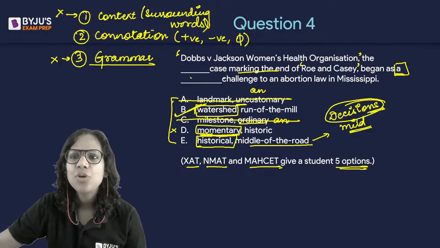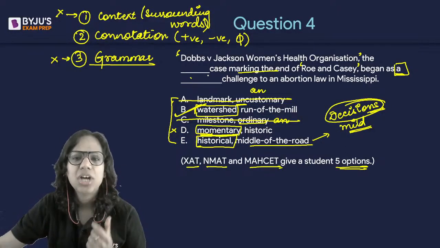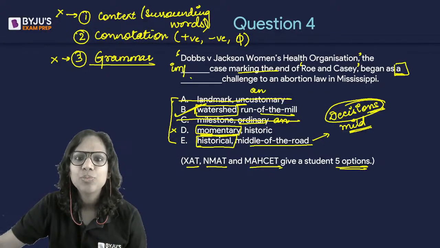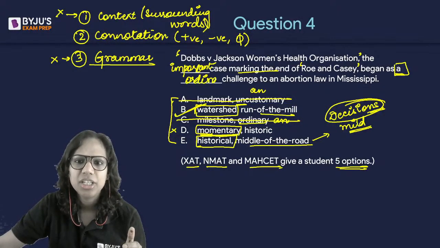I want to say that it began as an ordinary challenge. So run of the mill means ordinary. Something that proved to be so important actually began as something very common, something very normal, something very usual, ordinary. So I'm looking for synonyms of these, and B provides me synonyms of these.